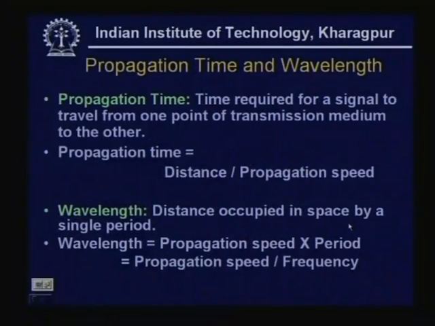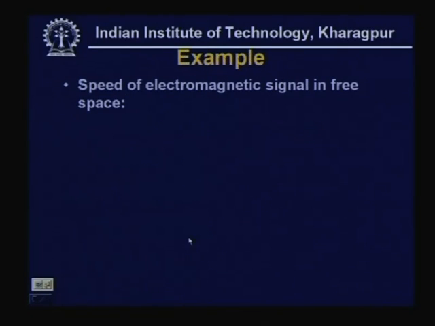Now, there is another important parameter, that is propagation time. It is the time required for the signal to travel from one point of the transmission medium to another, and it is essentially the distance divided by the propagation speed. And there is a related parameter, wavelength. It is the distance occupied in space by a single period. Obviously, there is a relationship between the two. Wavelength is equal to propagation speed into period, or propagation speed divided by frequency.